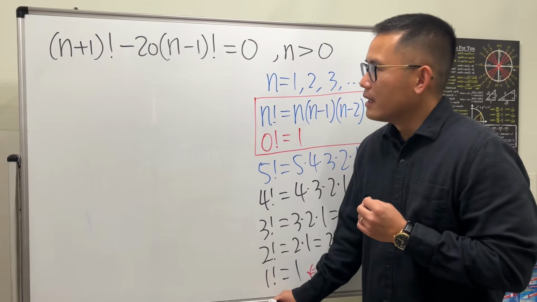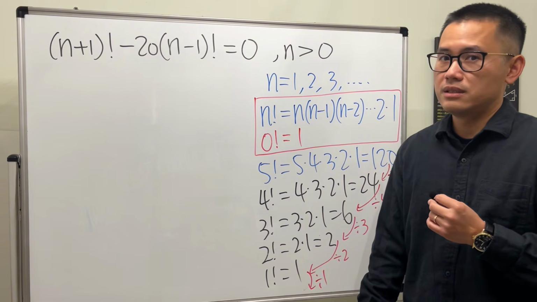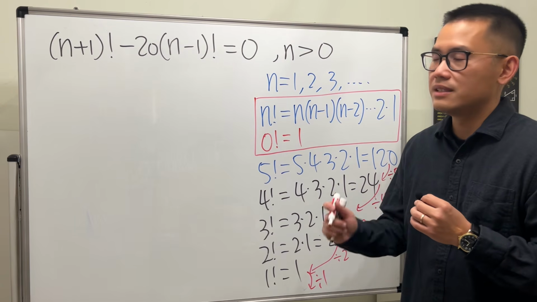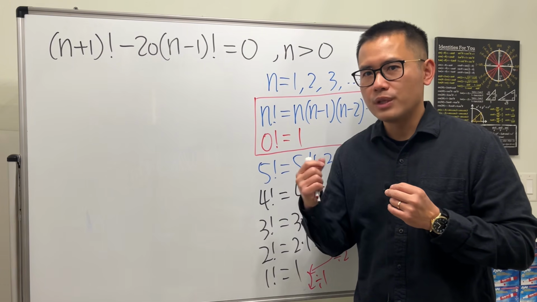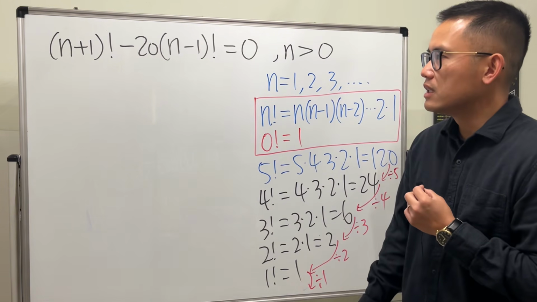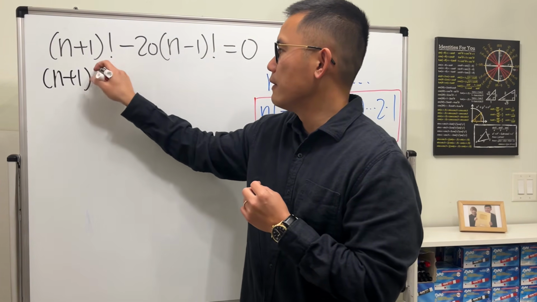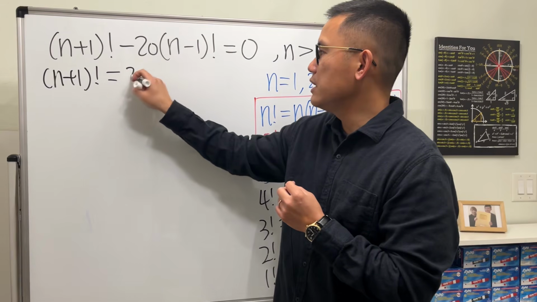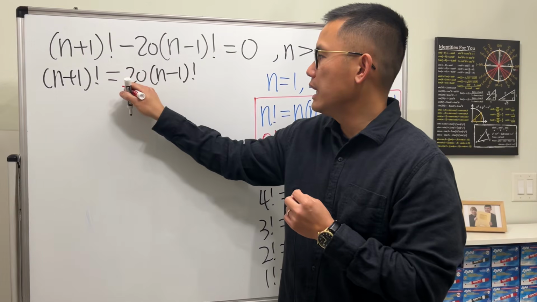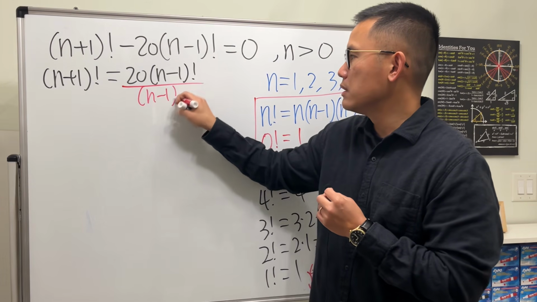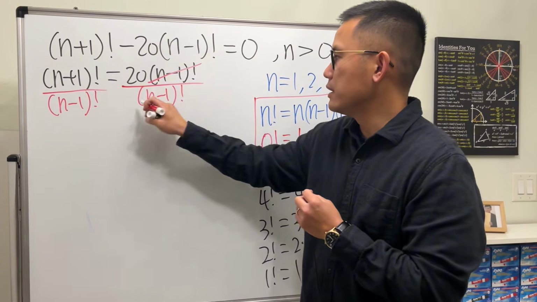Alright, anyway though, this equation, in fact, is easier than it looks. But you have to know how to simplify it. I actually prefer to have a ratio of the factorials because we can reduce that better. That's just my preference. So I'm going to move this term to the other side. We get (n+1)! equals positive 20 (n-1)!, and then let's divide both sides by (n-1)!, so that this and that cancel.